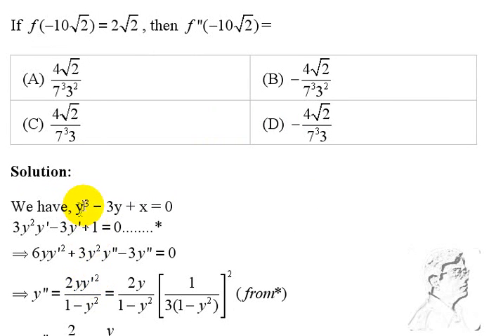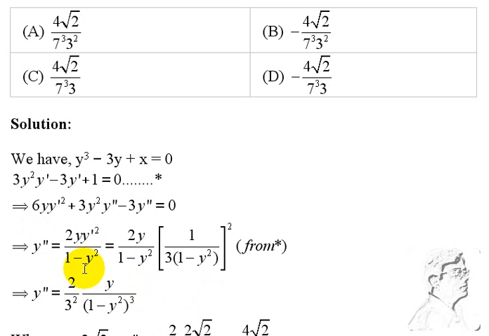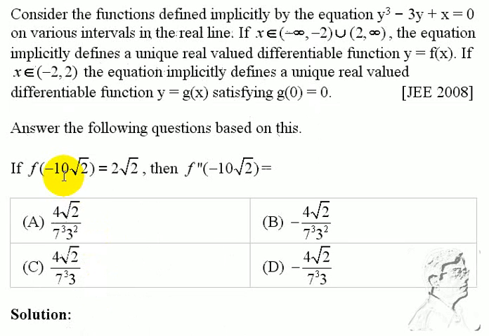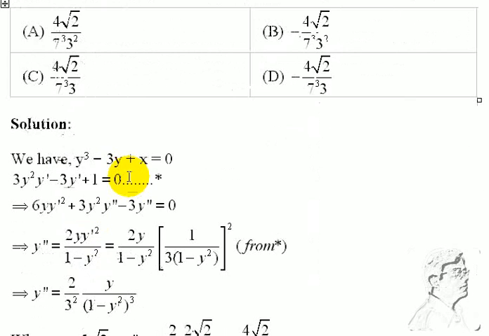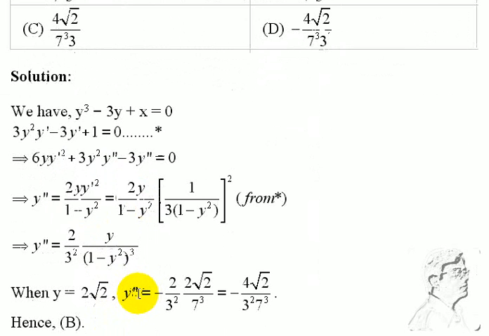When we differentiate it first time, then we get a relation between y dash and y, and that gives us y dash as 1 upon 3 times 1 minus y square. So putting y dash equal to that, we get a relationship between y double dash and y. y is given at the same point as 2 root 2, and when we put that for y, we get y double dash.